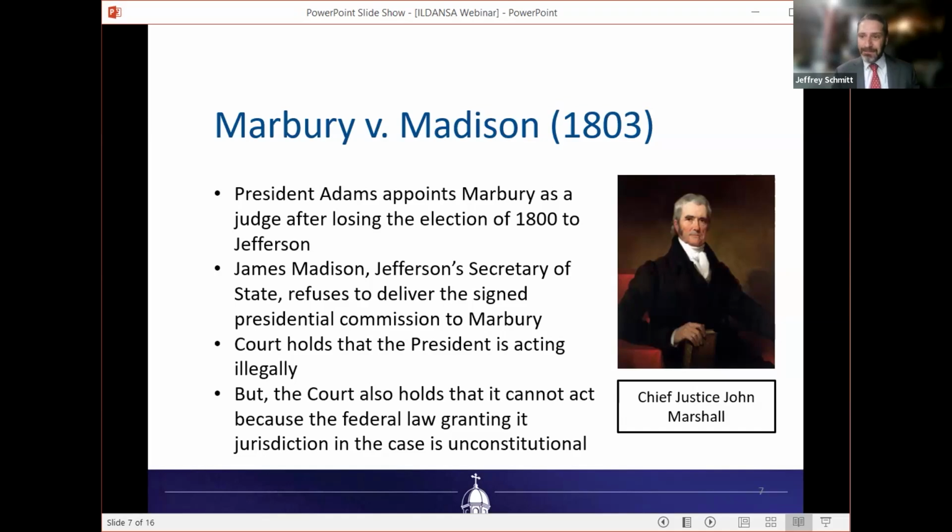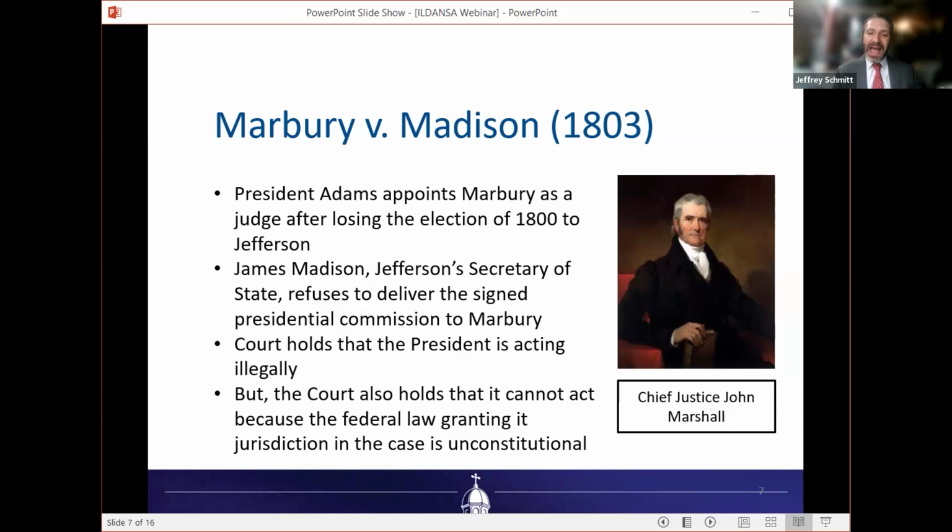Thomas Jefferson is not happy about this, right? That Adams is trying to create these Federalist judges that are going to block his administration. So Jefferson just does nothing. Adams doesn't get all of the commissions delivered to the judges. So he signed these things, he's created the judgeships, but the paperwork never gets out. And at least this judge, Marbury, is never given his commission.